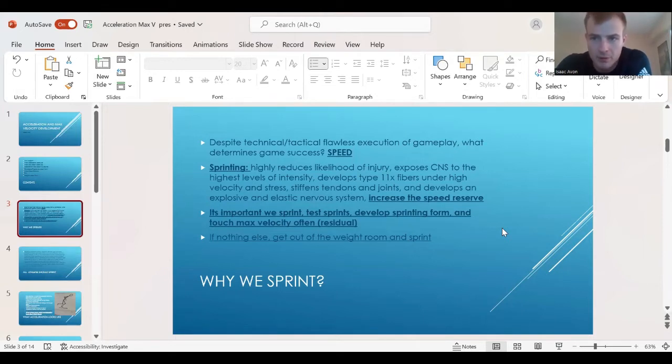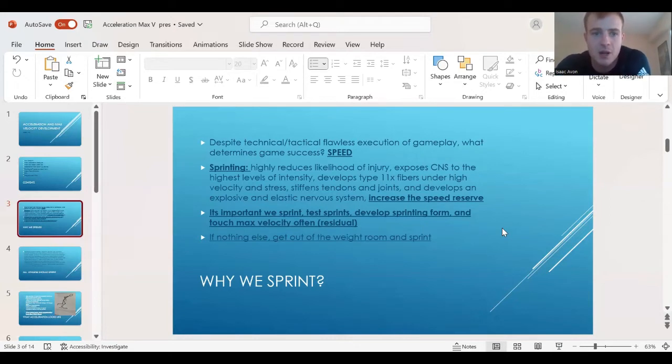So it's super important. Why are guys like Tyreek Hill so good? Because they are so good technically and tactically, but they're also extremely fast. So it's something super important. Speed is king, right? Sprinting highly reduces likelihood of injury. We know that from some of the studies about hamstring injuries, specifically Achilles injuries.